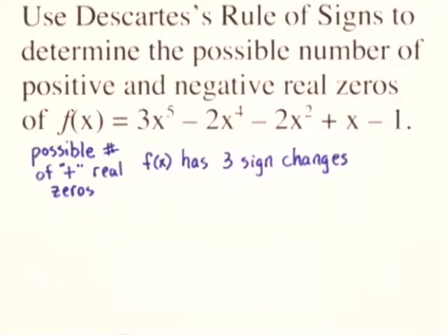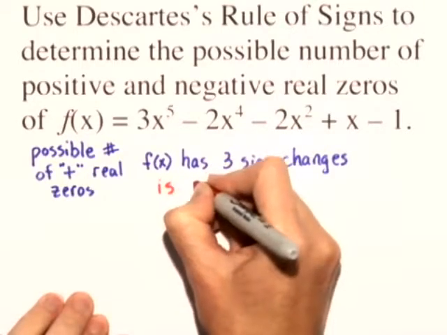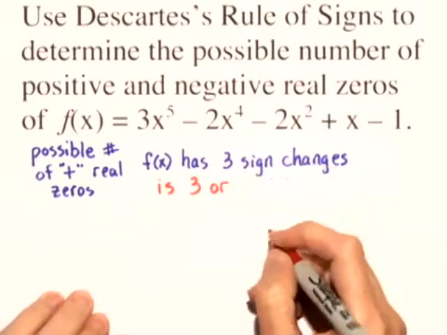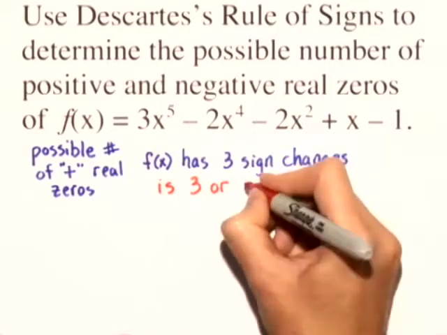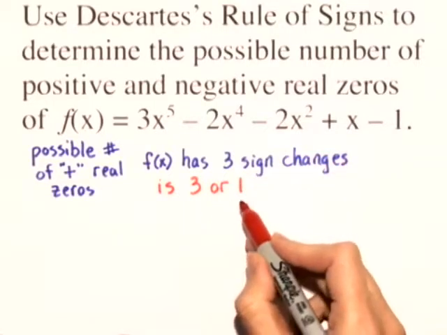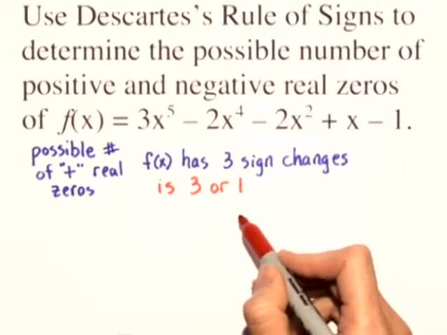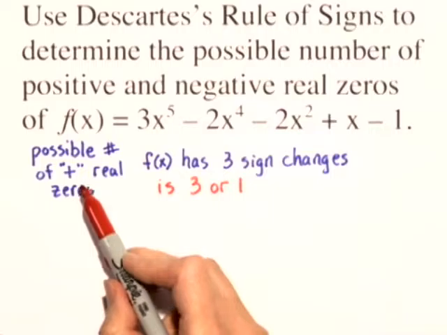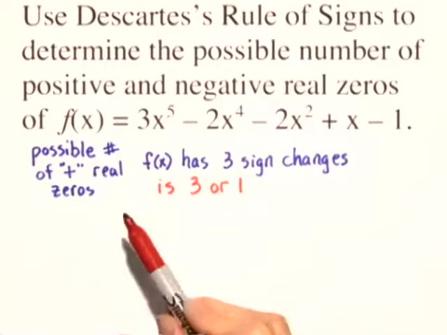After we determine the number of sign changes of f of x, we can now state the number of possible positive real zeros. The number of possible positive real zeros is going to be 3, or I can take 3 and subtract 2 from it, and I get 1. I keep subtracting 2 until I either get 1 or 0, so I don't have any other possibilities. So the number of possible positive real zeros for this function is either 3 or 1.